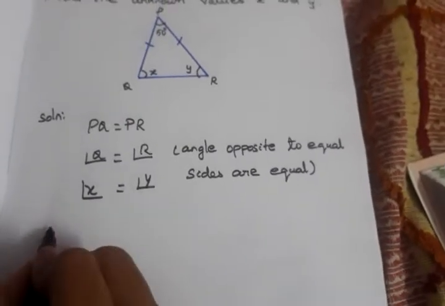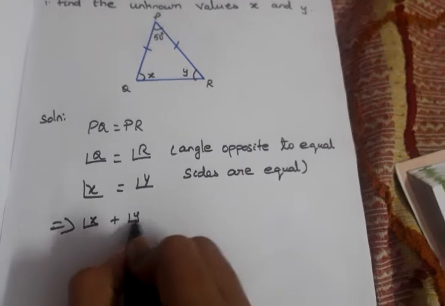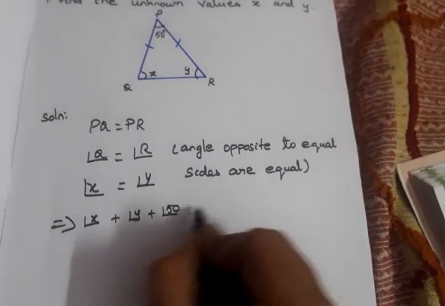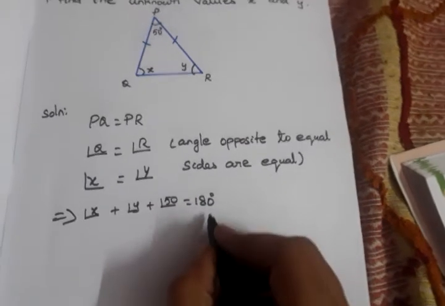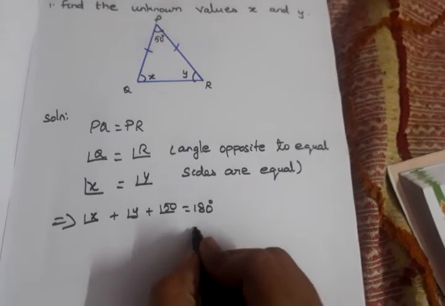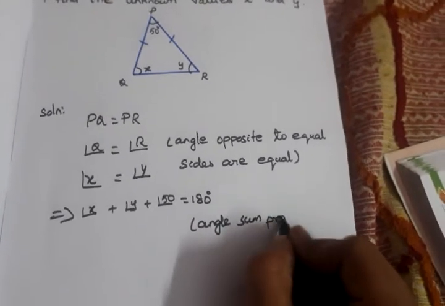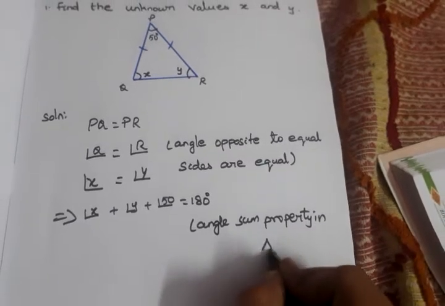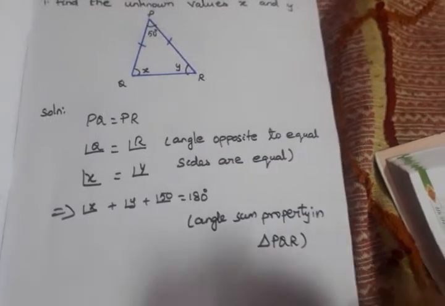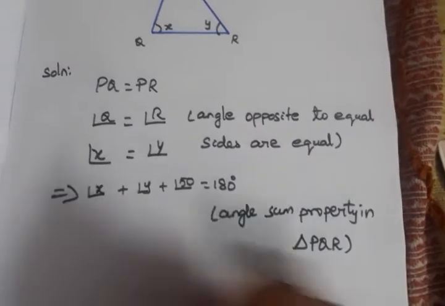Then next, that implies angle x plus angle y plus 50 degrees equals 180 degrees. The sum of the angles is 180 degrees. Which property? Angle sum property in triangle PQR. Then next, angle x equals angle y.